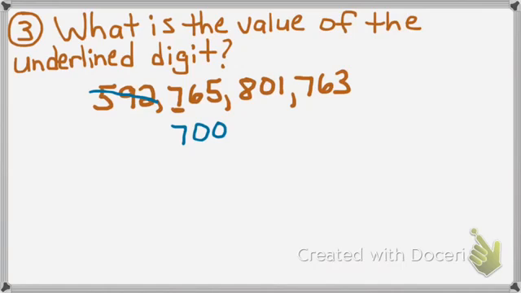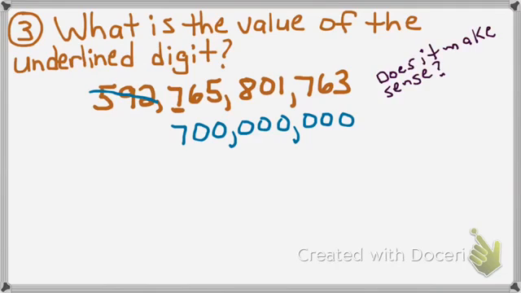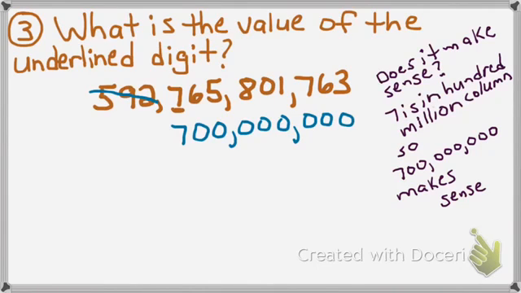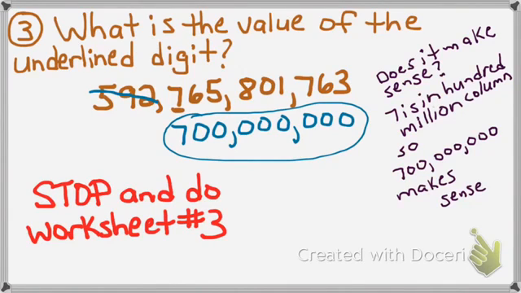So 6 turns to 0, 5 turns to 0, comma. 8 turns to 0, 0 stays 0, 1 turns to 0, comma. 7 turns to 0, 6 turns to 0, 3 turns to 0. So the value of my digit is 700 million. But let's stop before we just walk away and make sure that this answer makes sense. So I say, does it make sense? Well, my underlined digit is a 7, and that's in the hundred millions column. So yes, 700 million does make sense. Please stop the video and complete worksheet number 3 right now.